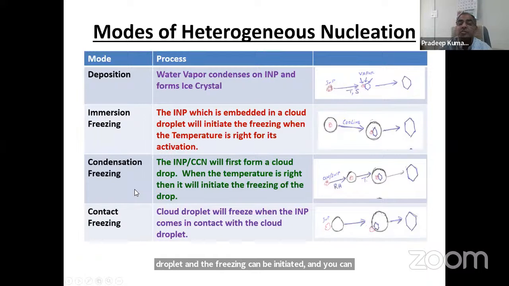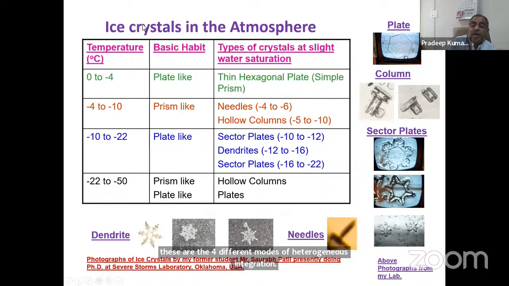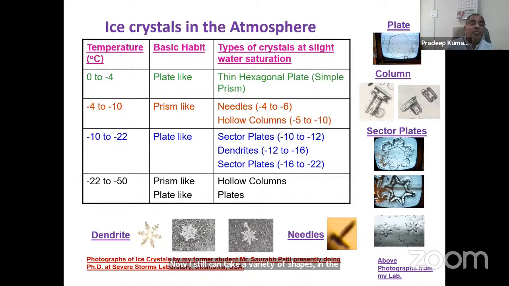Now, ice crystals can take a variety of shapes in the atmosphere. Based on the temperature, we have basic habits. The basic habit will be either plate-like or prism-like, and the shapes it can take vary with very slight variation in the water saturation at those temperatures. Now, at 0 to -4, you can have plate-like, which are thin hexagonal plates. So this is a plate.